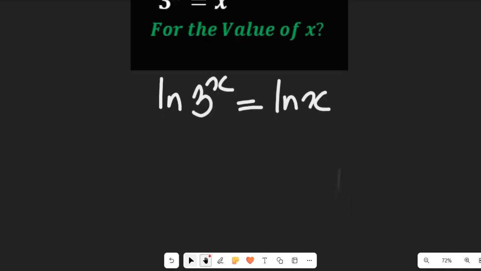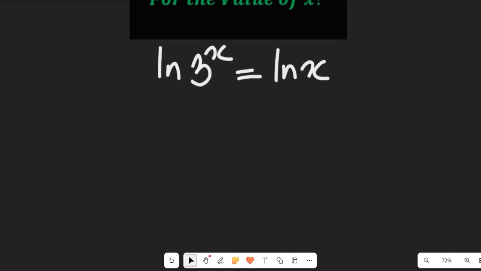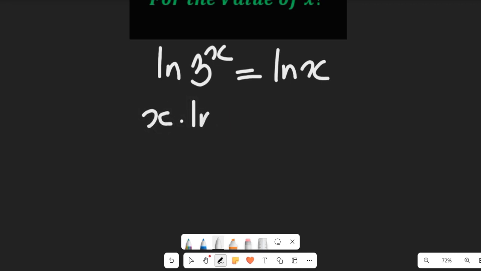Now in the next step, remember the laws of logarithm. The x will come over to multiply the logarithm, and then I'll have x multiplying the natural logarithm of 3, and this will be equal to the ln of what? Of x.